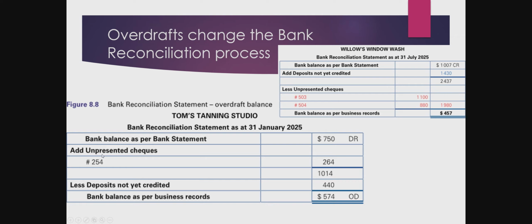As you can see here, add unpresented checks versus add deposits not yet credited, less deposits not yet credited versus less unpresented checks. All we did was invert the equation to reflect the bank overdraft. And that's all you need to do.